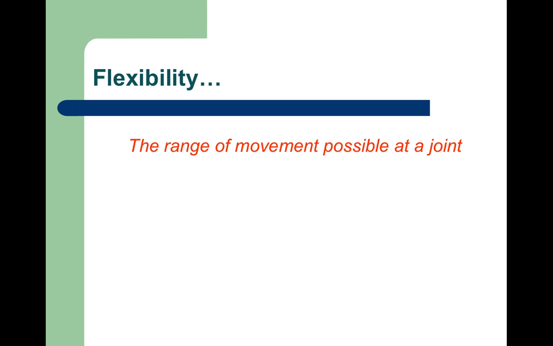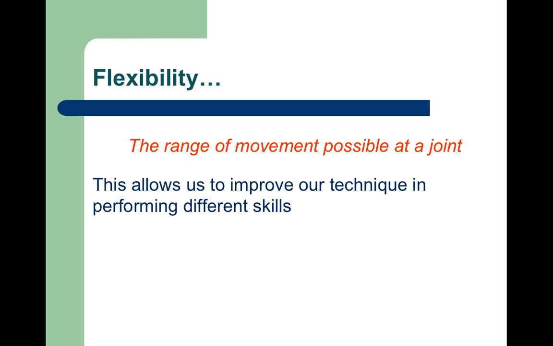Next fitness component then is flexibility, and this is defined as the range of movement possible at a joint. Basically, this allows us to improve our technique in performing different skills. So when we think about performing any particular skill, it relies on us being able to move our body. If we're restricted in our ability to move our arms, our legs, our technique is going to suffer as a result. So if we've got a really good range of movement, a high level of flexibility, our technique is going to be much improved as a result.